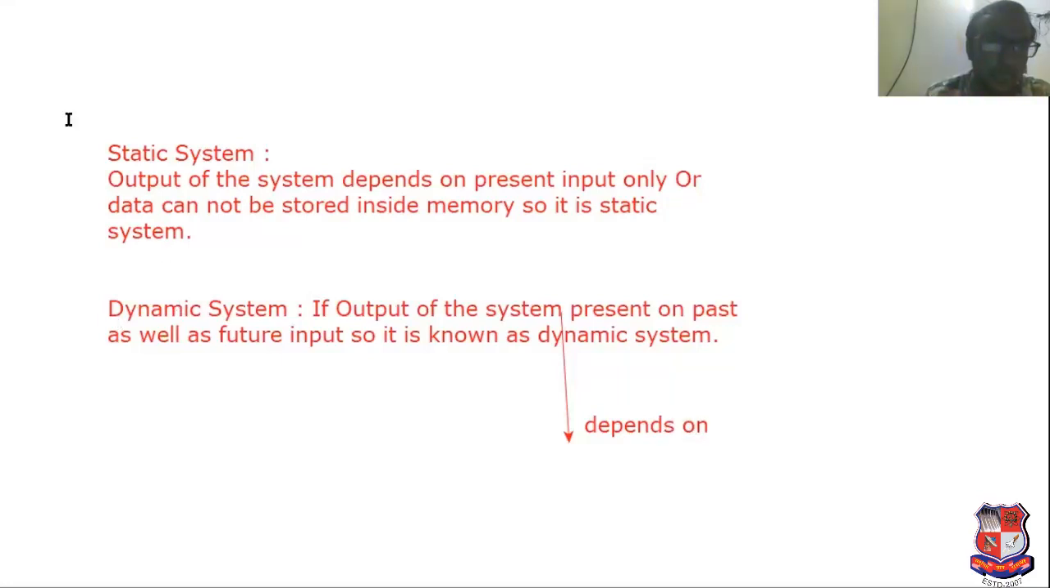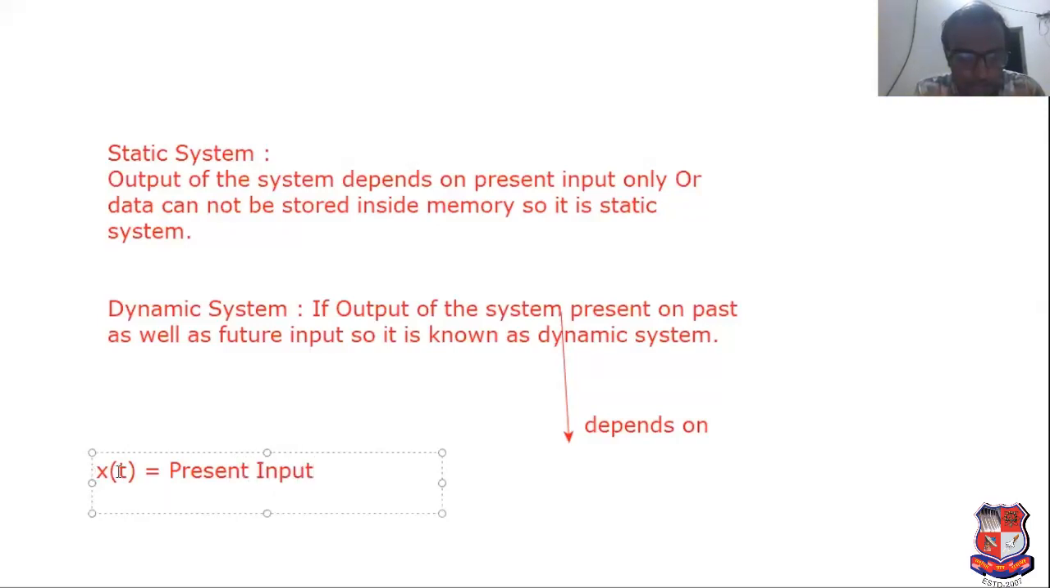Now see, I have written here x of t is equal to the present input. X of t is considered the present input. X of t minus 1 indicates delay, that's why it indicates past input. X of t plus 1 indicates future input. That's why it is considered an advanced input, a future input.